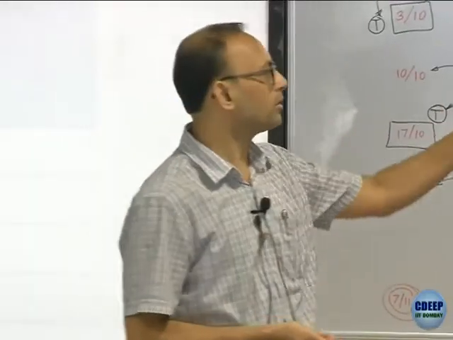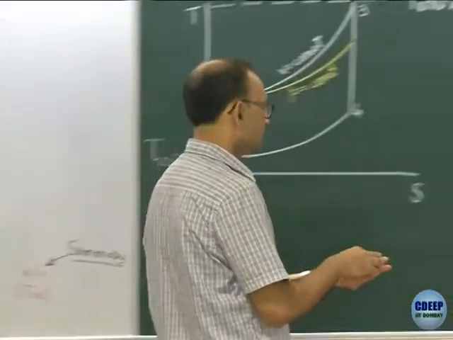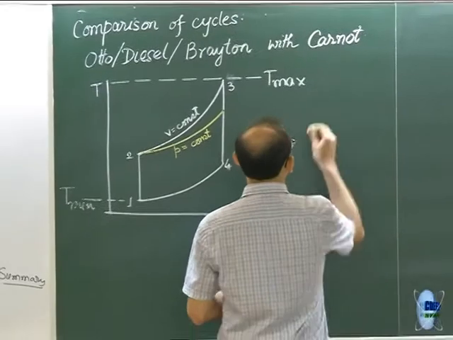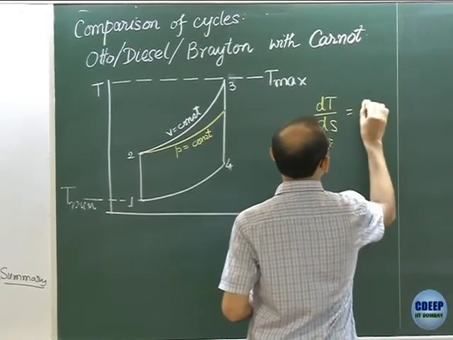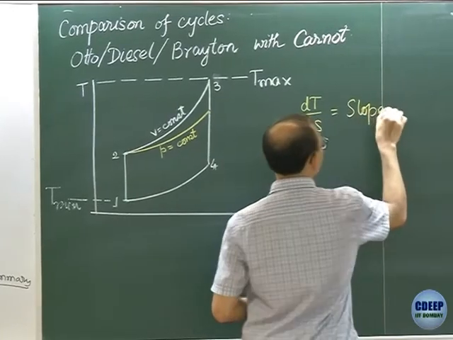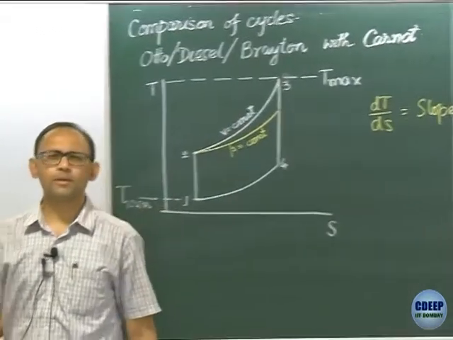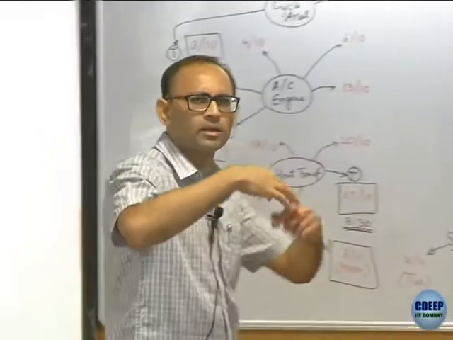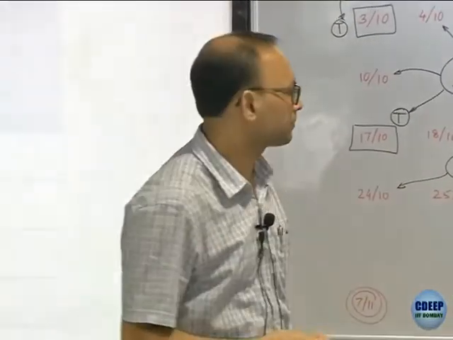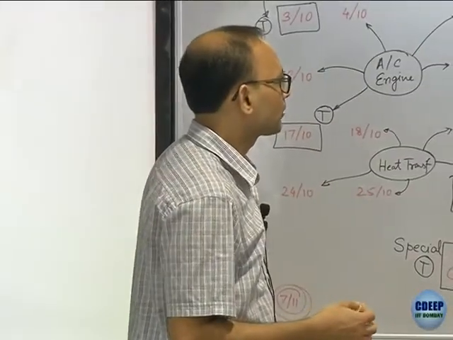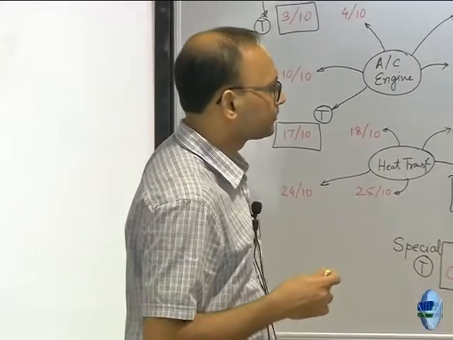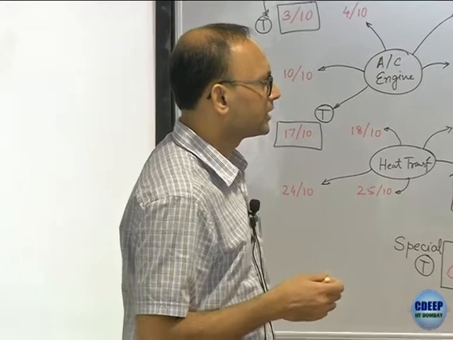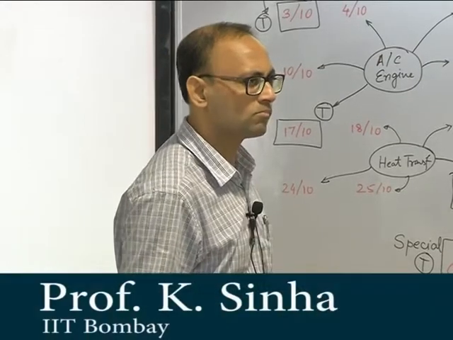What's the slope on a TS plot? dT over dS equal to the slope. The idea is very simple, it's just geometry, but these are things that will help you to understand the mechanism of the engine very shortly and its components, a compressor, a turbine, all those things will come up. And how do we get this? Is there an equation which relates these two?